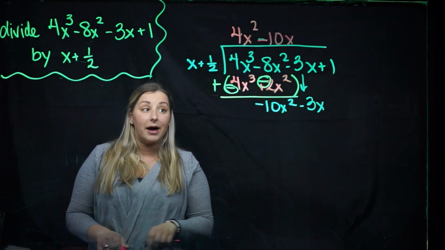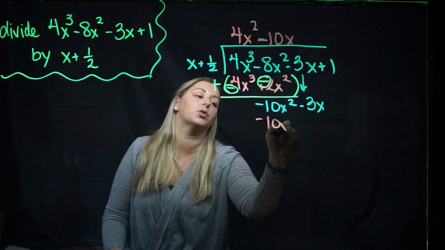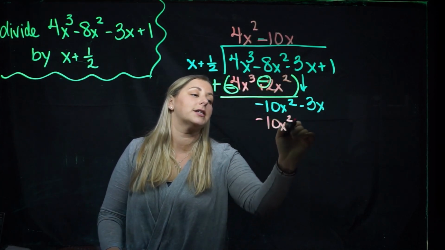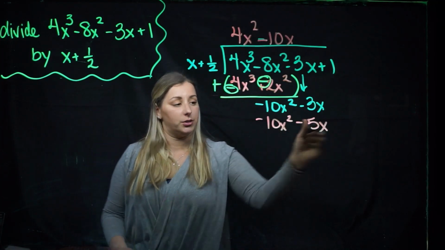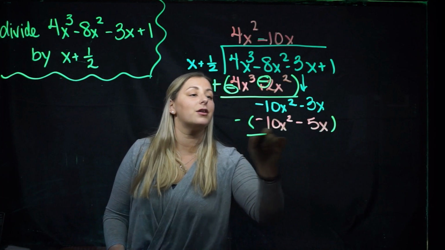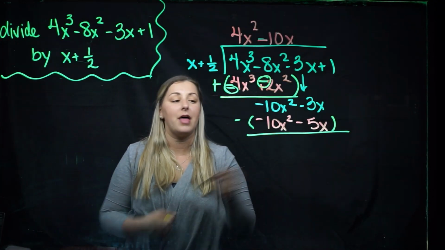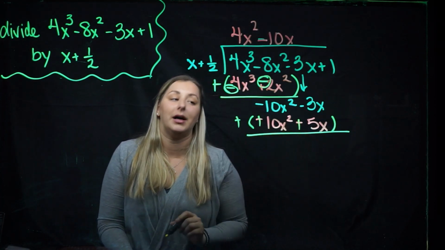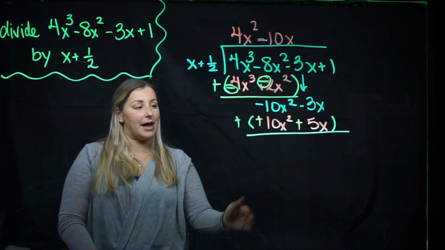So we're going to go ahead and back multiply at this point. Negative 10x times x is negative 10x squared. And negative 10x times a half, or what's half of negative 10x? And that's negative 5x. And then remember, at this point, we are subtracting everything, the whole polynomial, which means we are distributing out that negative. So this now becomes a positive, and a positive. So you're really adding in this case. So you add straight down.